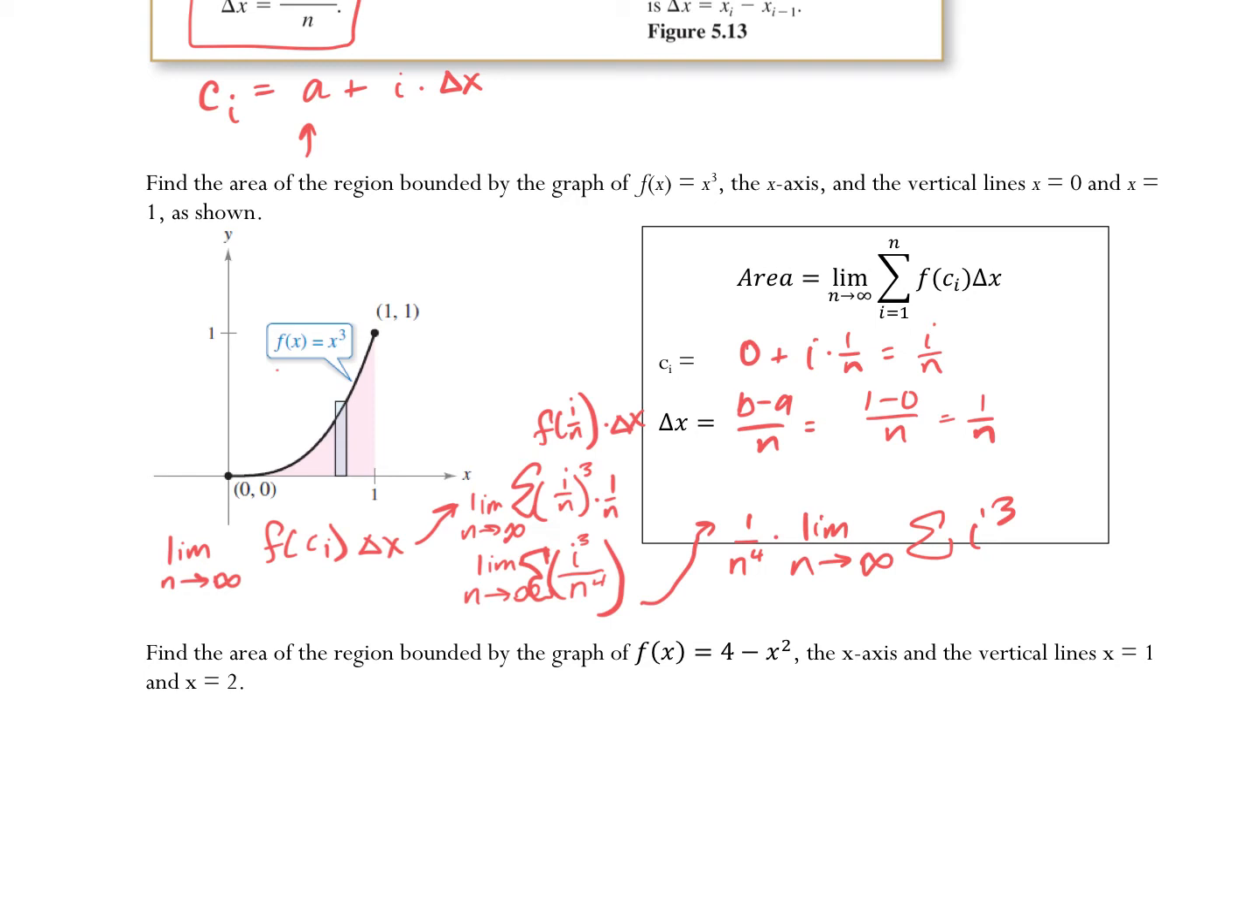Now, what is the summation of I cubed? It's a fancy formula for it, right? A formula that I've told you I'm going to give you on the test, so you don't need to stress about it. All right, so that sum of I cubed, for I equals 1 to n, would be n squared times n plus 1 squared over 4. I have that 1 over n to the 4th from before. And then we're going to take the limit as n approaches infinity.